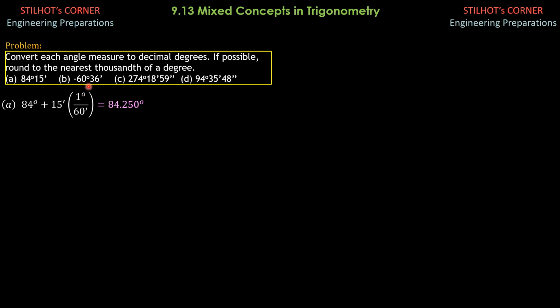Then negative 60 degrees, 36 minutes. This is negative 60 degrees minus 36 minutes times 1 degree per 60 minutes. And that would be negative 60.600 degrees.